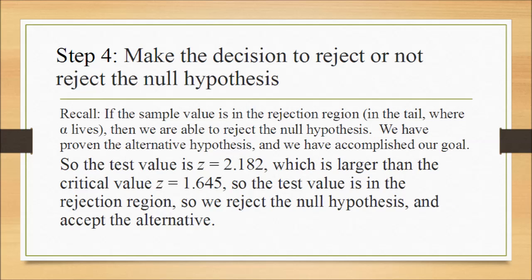So now we can make our decision. If we have this thing in the rejection region, then we're good. We proved it. And that's what happened here. The test value comes out to be 2.182. The critical value is 1.645. So we're out there. We've done it.